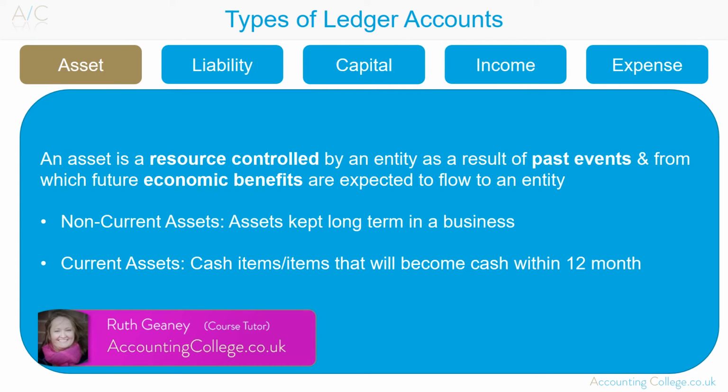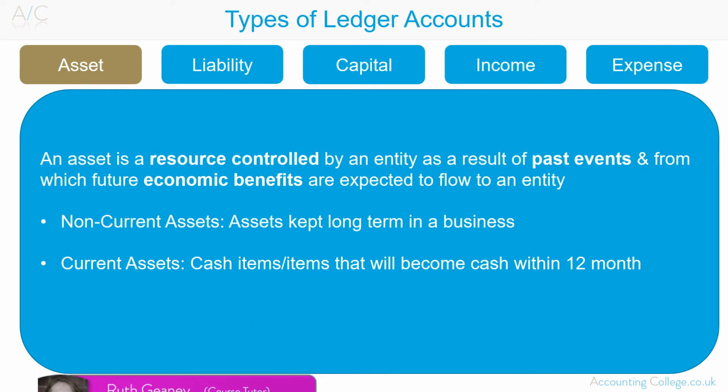An asset is a resource controlled by an entity as a result of past events, and from which future economic benefits are expected to flow to an entity. Non-current assets. These are assets kept long-term in a business. For example, equipment, premises, and motor vehicles. Current assets. These are cash items or items that will become cash within 12 months. For example, inventory, receivables, or cash.